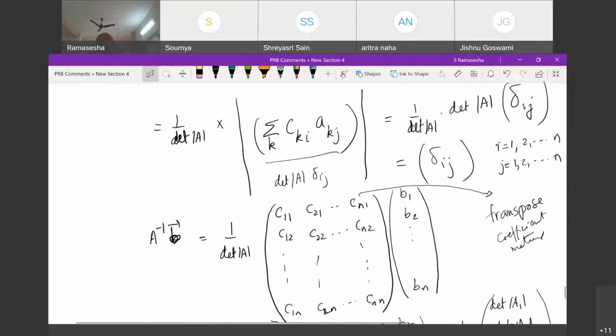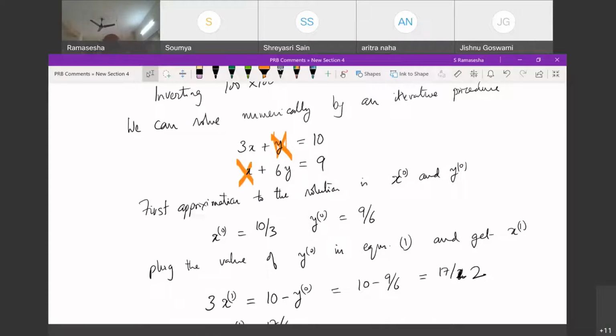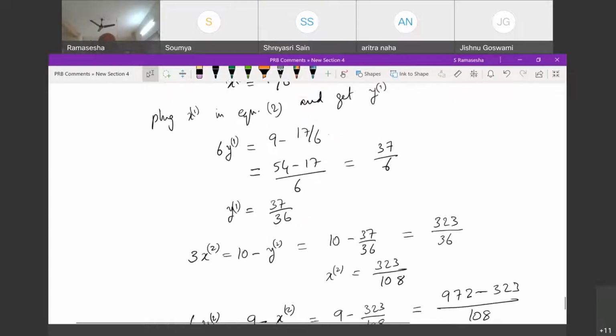Okay, and then I wanted to take an example of a 2 by 2 system where it was diagonally dominant. That means I had 3x plus y equal to 10 and x plus 6y equal to 9. So the diagonal elements a11 is 3 and a22 is 6, and x is x1, y is x2. So that was the system that I had taken. And I showed that by an iterative procedure, I can actually get the solution.